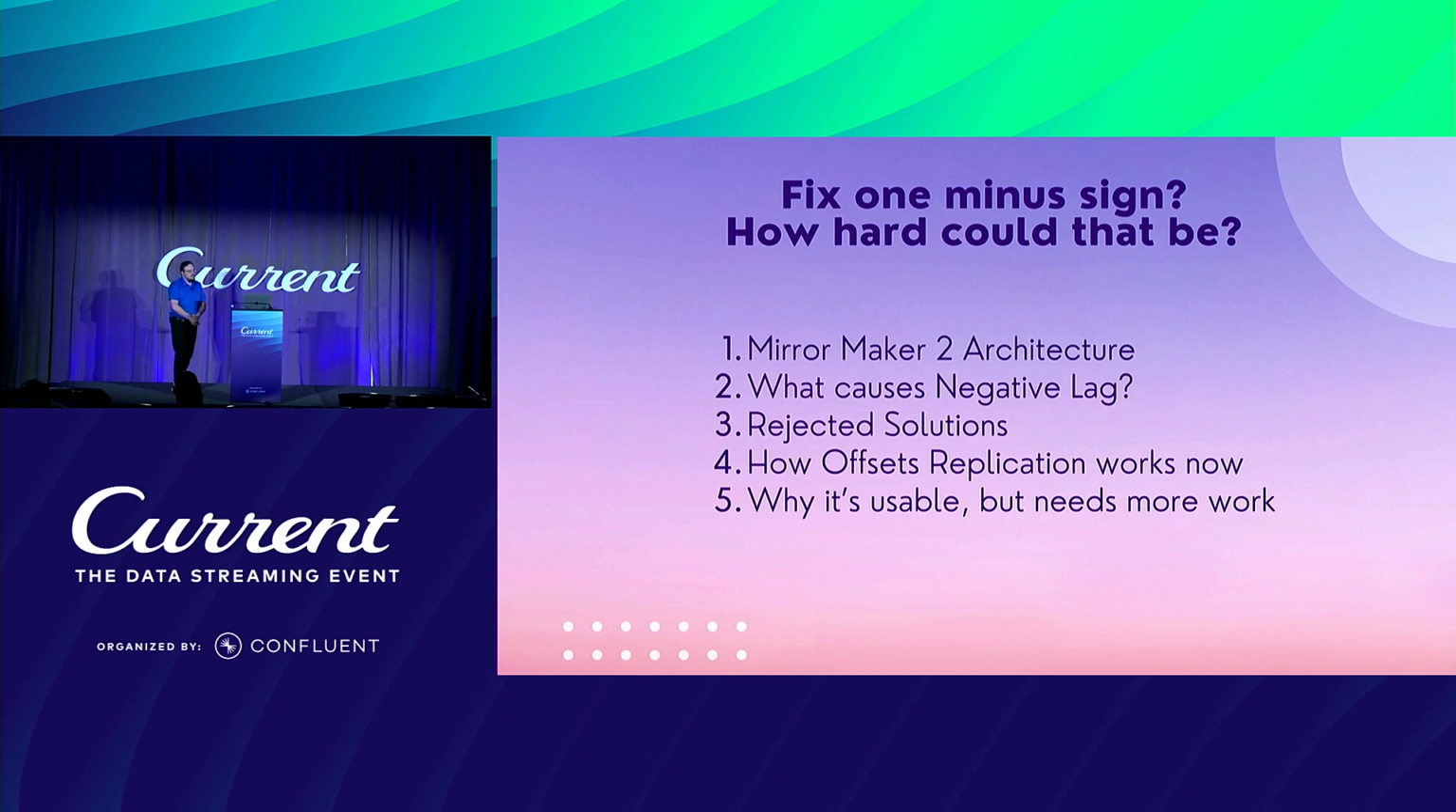One minus sign. And in order to do that, I need to take you through how MirrorMaker 2 works, what is actually causing that negative lag, all of the things that we thought about, ways to try and fix that, what we ended up landing on and merging into Apache Kafka, and why that solution is still not good enough.